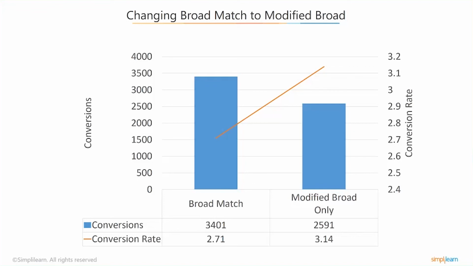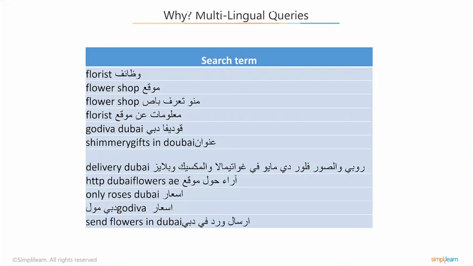Now, broad match does quite a few things that modified broad does not. One of them is matching multilingual queries. So this company is an Arabic company, and they have a lot of queries that include both English or French and Arabic. And modified broad doesn't show across language types. Broad match will match to queries that include both languages.